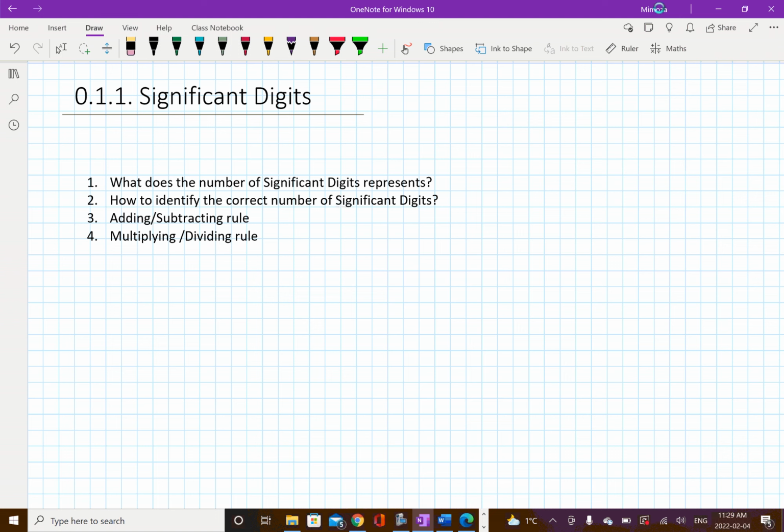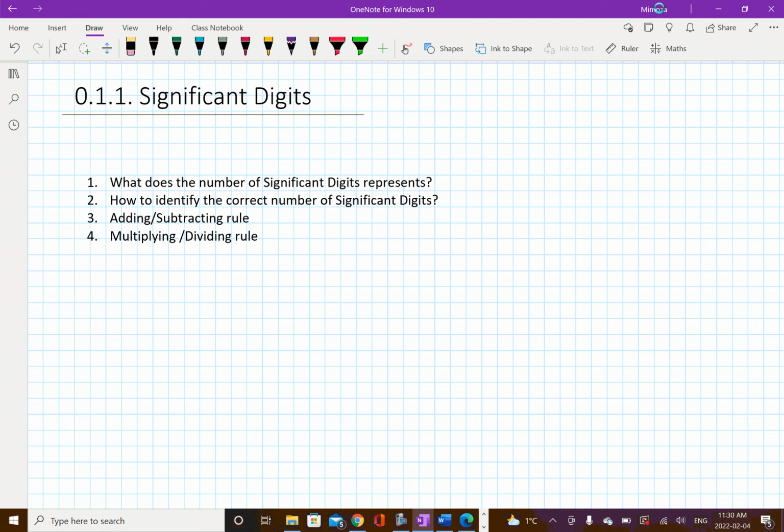This video deals with significant digits or significant figures. The subtopics that we will treat are: what does the significant digit represent, how to identify the correct number of significant digits, and how to write the final answer when we are operating with data collection or numbers that have different significant digits.